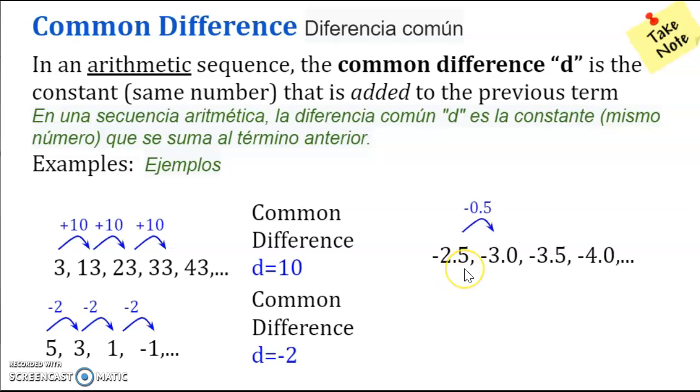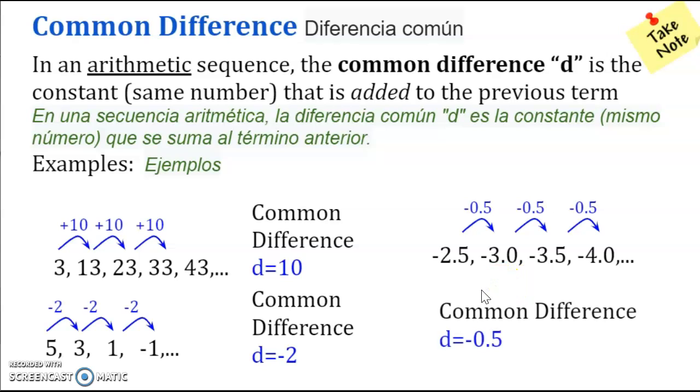Okay, I'm subtracting 0.5 here, and another 0.5, and another 0.5. So you're actually subtracting 0.5 or adding negative 0.5. So in this case, the common difference is negative 0.5.